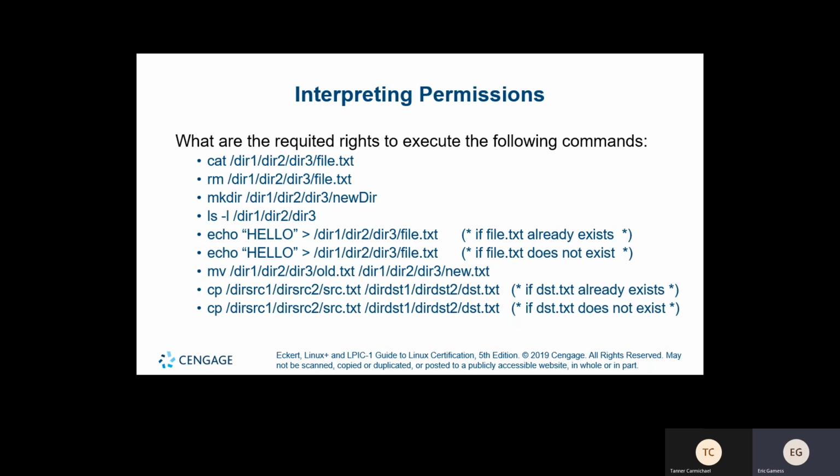So on dir 3, what should be my minimum right for this command to be successful? I need W and X. Why W? Because I'm going to remove a file that belongs to this directory. So I need a W right. And why do I need the X? Because I have to pass through this directory to reach the file. So I need W and X. If I don't have W and X on directory 3, I will not be able to remove the file.